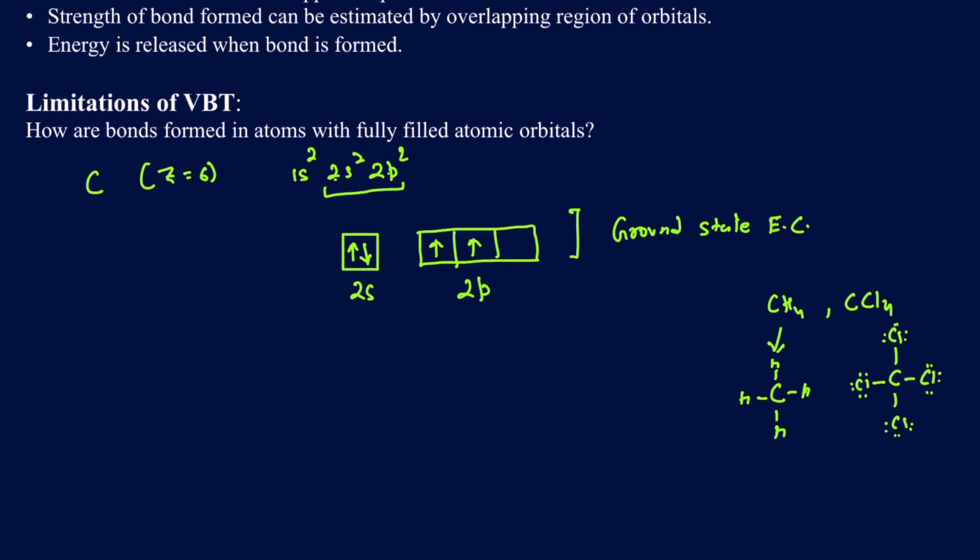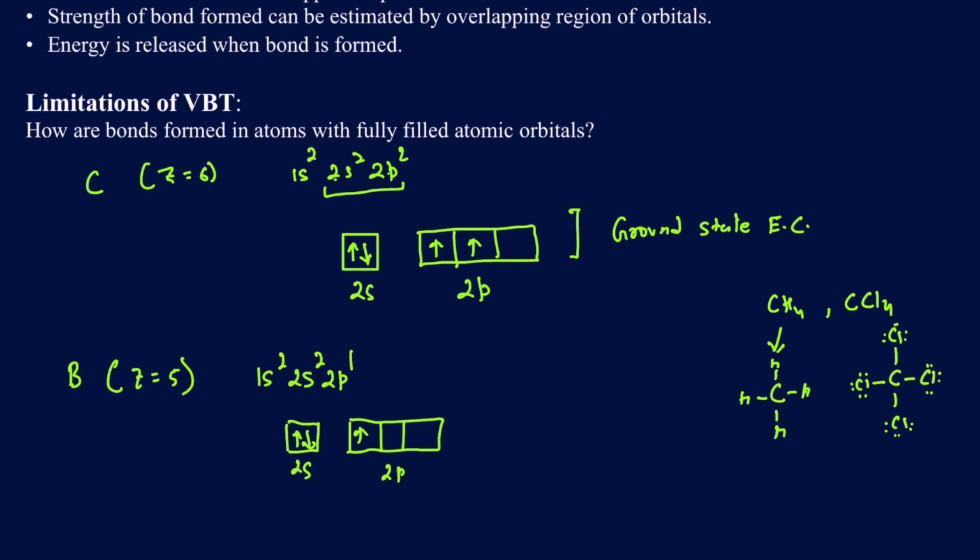And you can also see it in the case of maybe boron. So if I take an example of boron, which has an atomic number of 5, that would be 1s2, 2s2, 2p1. So that is your ground state electronic configuration. Then in the valence shell, I will have two electrons in the 2s and one electron in the 2p. So based on valence bond theory, boron is going to be able to make only one bond because it's got only one half-filled atomic orbital. But some of the examples I want to give you, the compounds that contain boron, are BH3 and BF3.